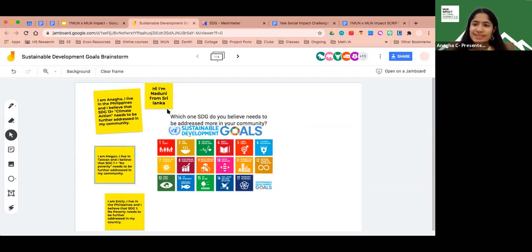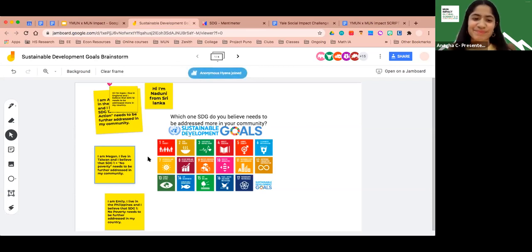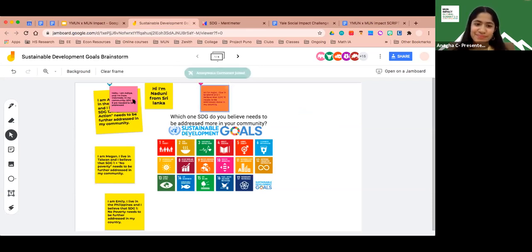We love seeing all of your ideas. You can keep this Jamboard open, because we'll be coming back to it later, and we'd love to see people give their ideas, because it'll allow you to be more successful in some of the projects that we will introduce. So just keep this link open and keep thinking about what SDGs. We have other responses, for example, from India, they believe that SDG 16 needs to be addressed. I do agree with that. So we can come back to this later, but thank you so much for giving in your ideas. We love seeing them.